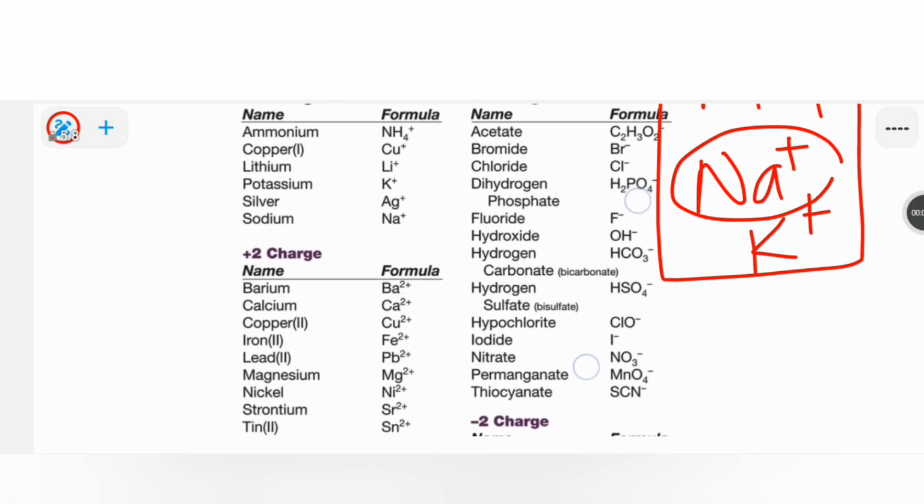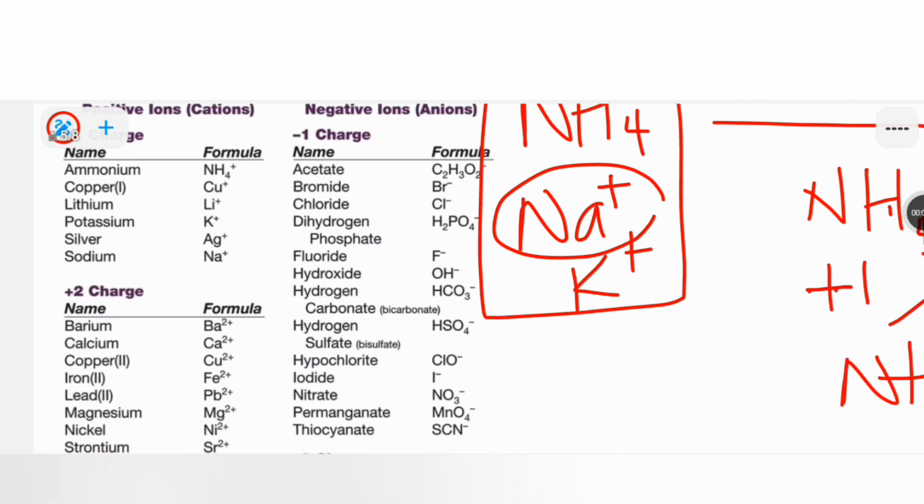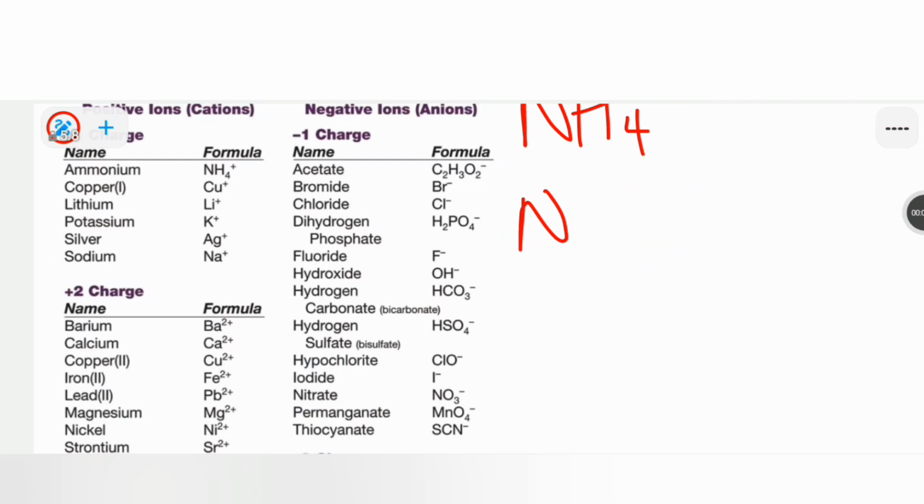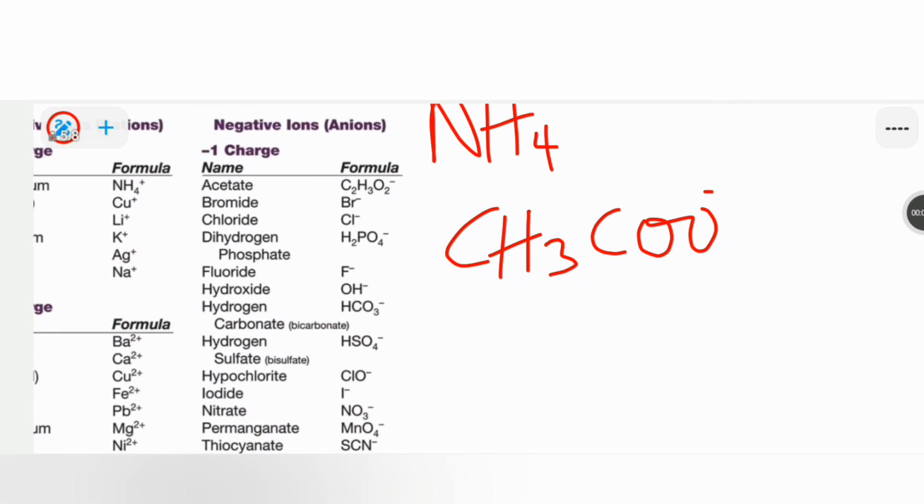Let's go to the next one, which is the anions. Anions that have a charge of -1. Now, we take the first one. The first one is the acetate ion. Now, the acetate ion is C2H3O2-, as you can see here. This is the acetate ion here. You can also write it like this, CH3COO-. You can write it like that too. So that's the acetate ion.